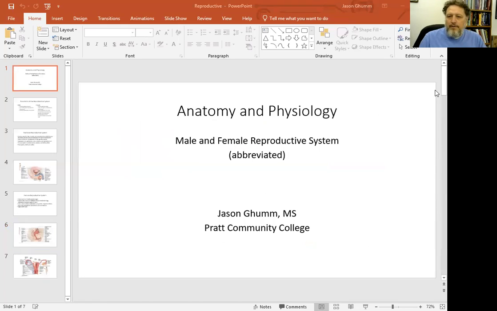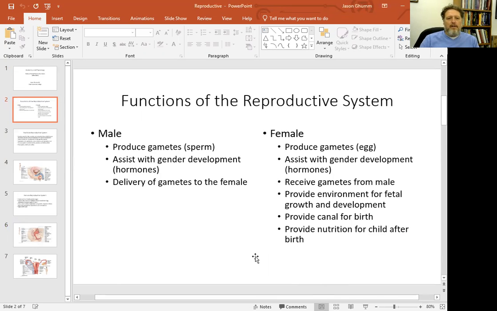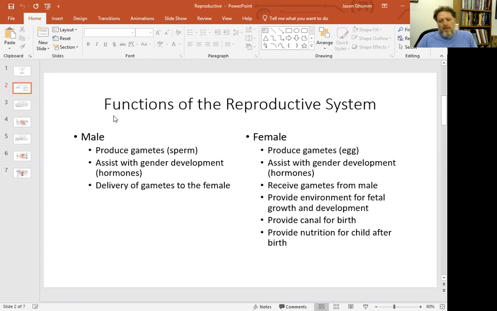All right, we're going to restart the A and P, and actually the reproductive section here. It's going to be an abbreviated section on the male and female reproductive system. The functions of the reproductive system are that for males, it's producing gametes, which are sperm.